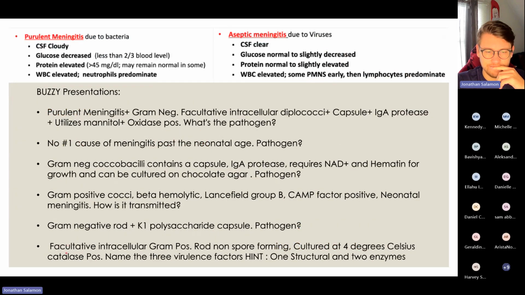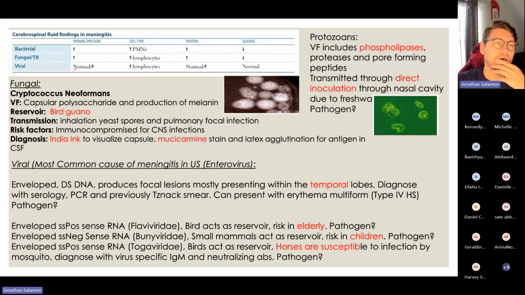Is this listed? No, this is Cryptococcus neoformans. You're usually going to get this picture. If you see this picture, you need to know it's Cryptococcus. This is something they can ask you. Latex agglutination, they like to ask a bunch about the test for Cryptococcus. It comes from bird feces.